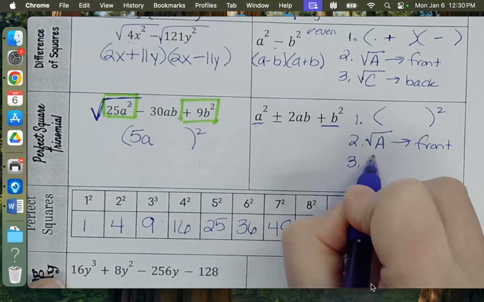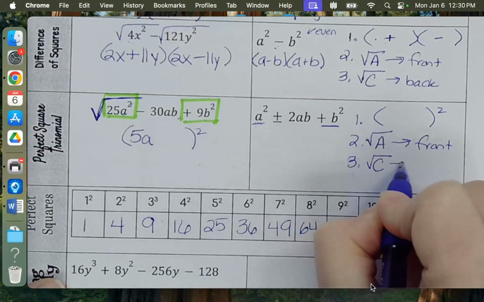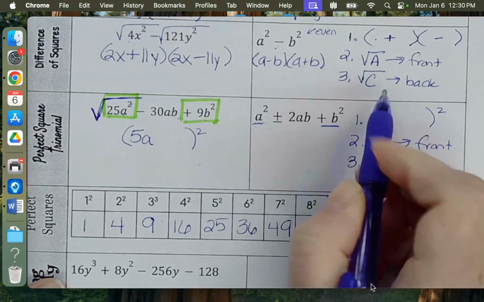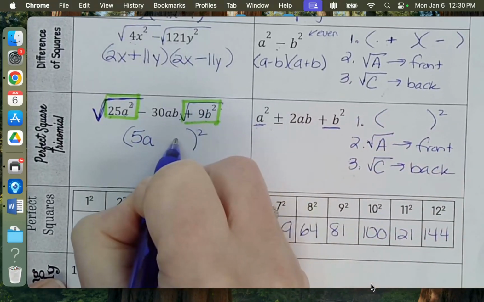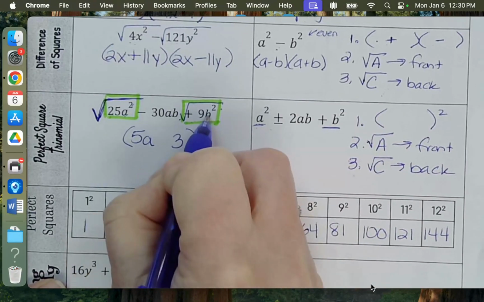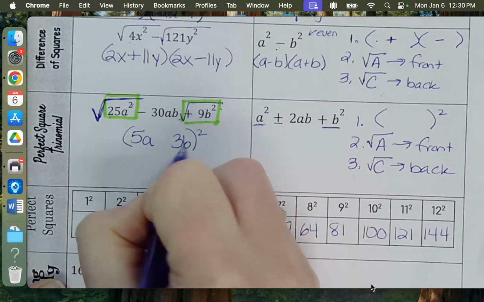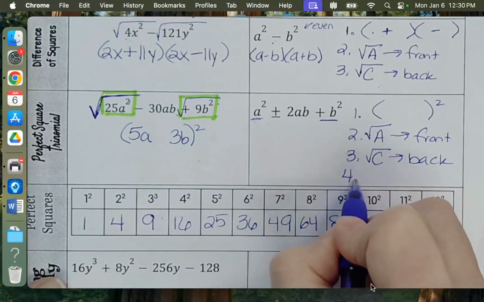The next thing we're going to do is take the square root of the c term and put that in the back. That's exactly the same as this one. So take the square root of 9b squared, and we get 3. And half of b squared would just be b. But here's the last piece.